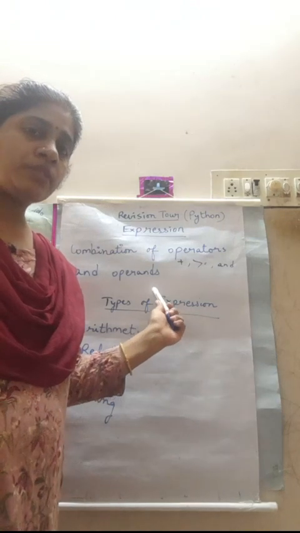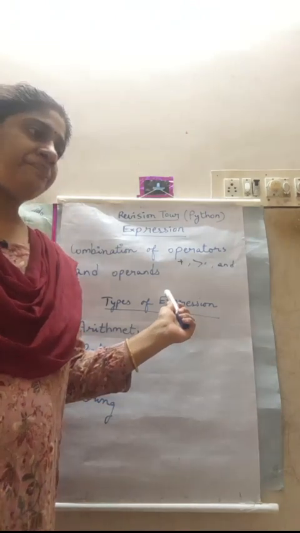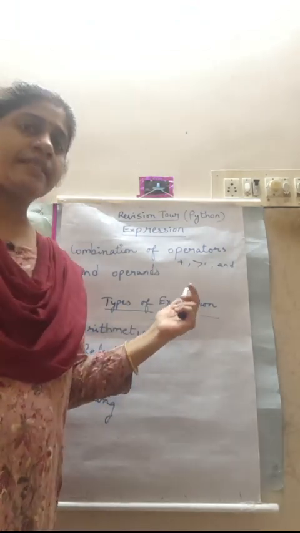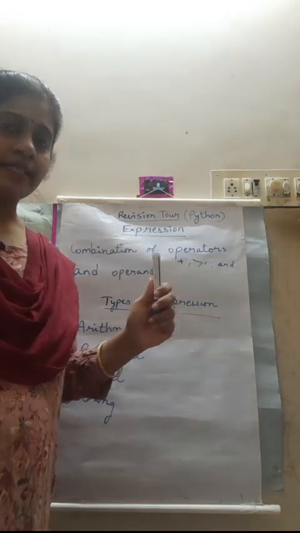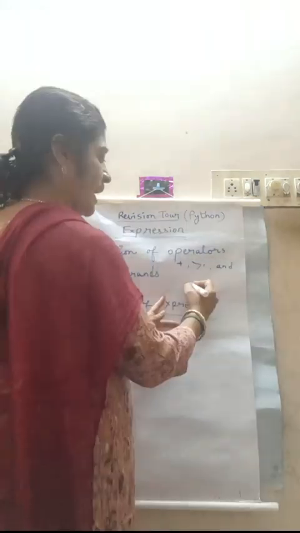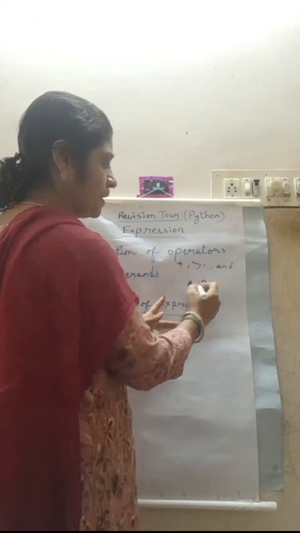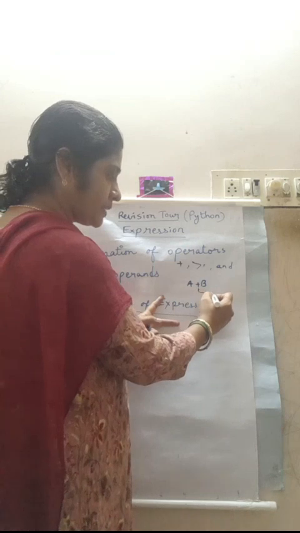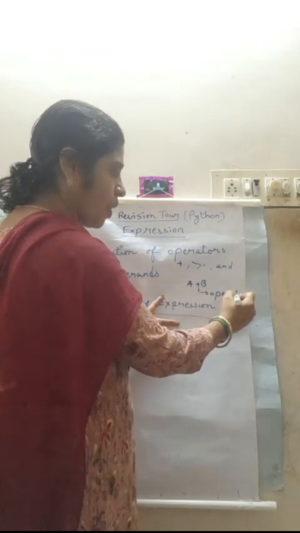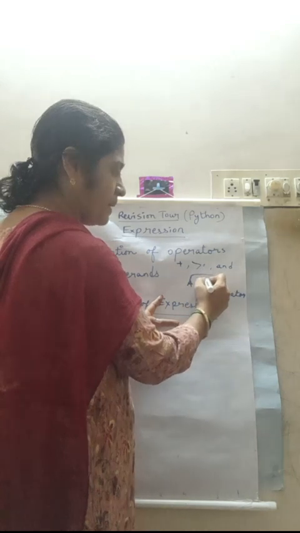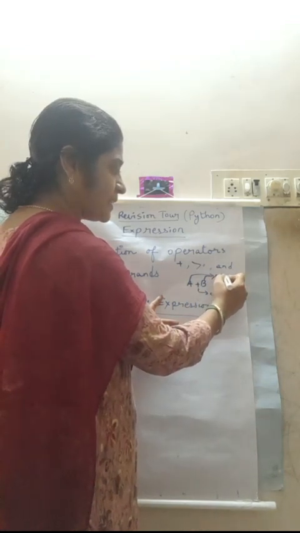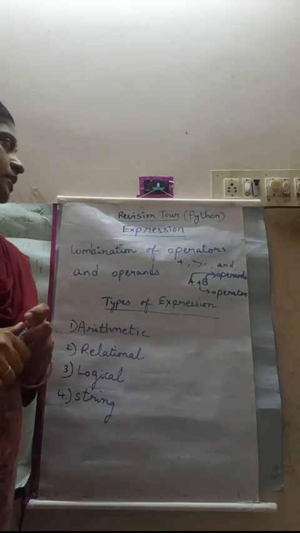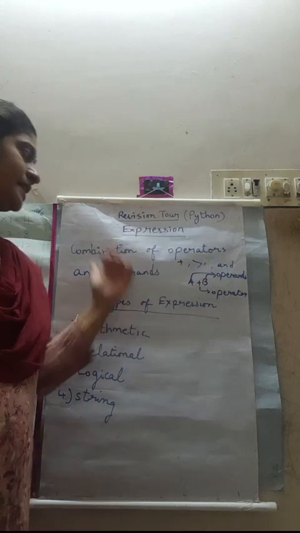And when you say operands, it is nothing but identifiers and literals, variables. Variables and literals are called operands. Example, if I write A plus B, A and B are operands and plus is the operator. So an expression is a combination of operators and operands.